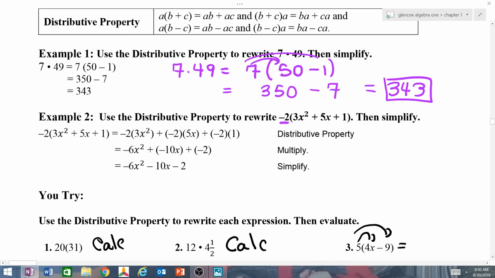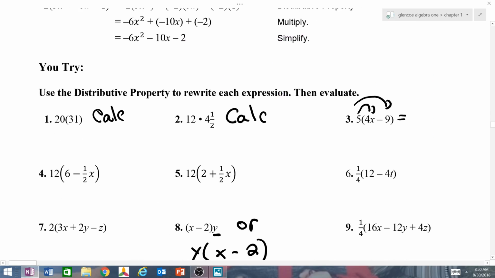If you were to look at your homework from this lesson, on page 6, you are going to do 1 through 11 odds. So let's take a look at 1 and 2. For 1 and 2, I'm giving you all permission to use a calculator. Let's look at number 4 together.